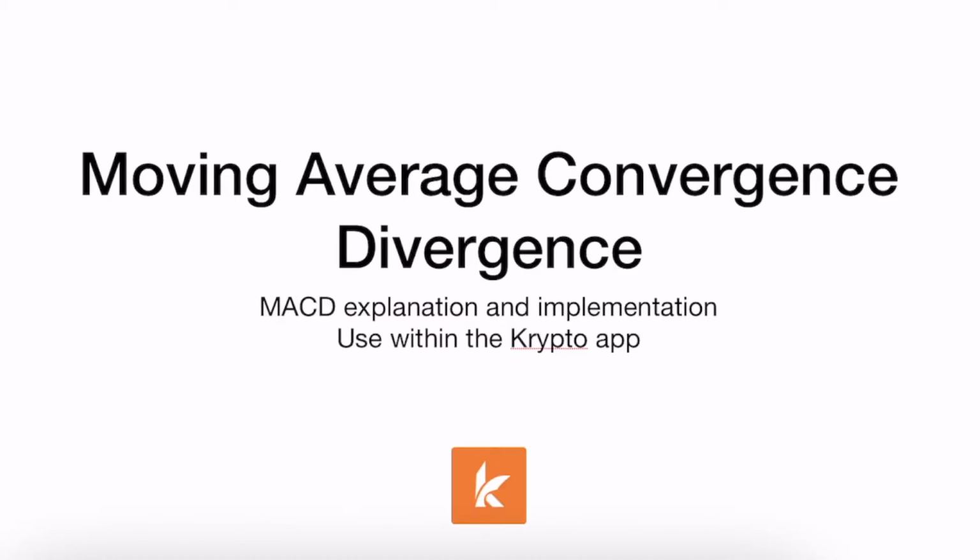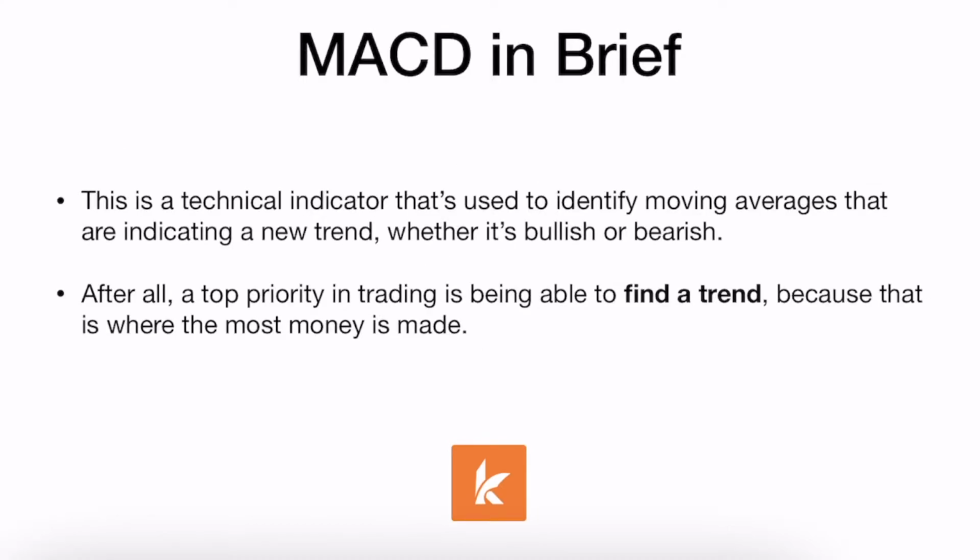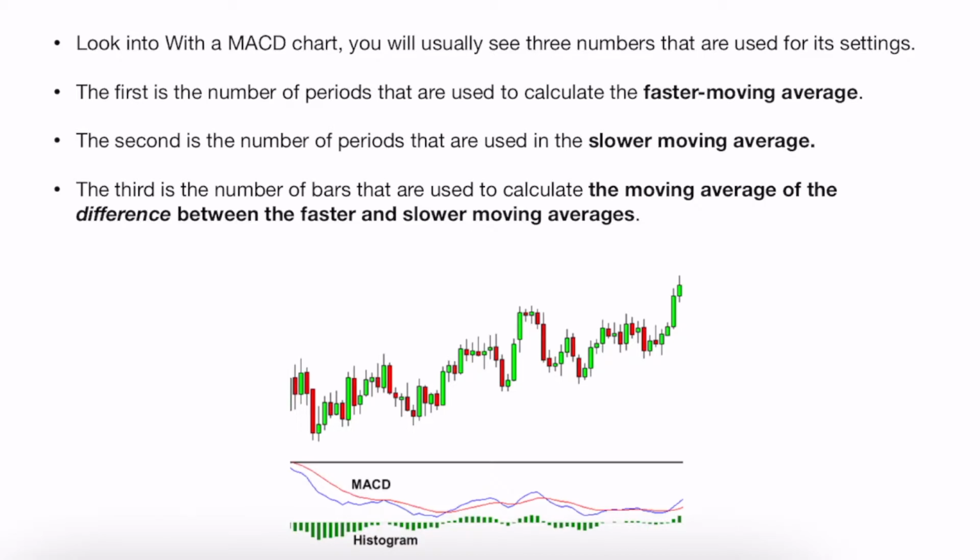So today we're going to learn about the moving average convergence divergence trading technique. I'm going to explain the basics to you and how to use it within the Krypto app. So let's dive in. This is a technical indicator that's used to identify moving averages that are indicating a new trend. So you can find new trends using the MACD trading technique. It's going to determine whether the market right now is bullish or bearish. So let's see how we find a trend using this technique.